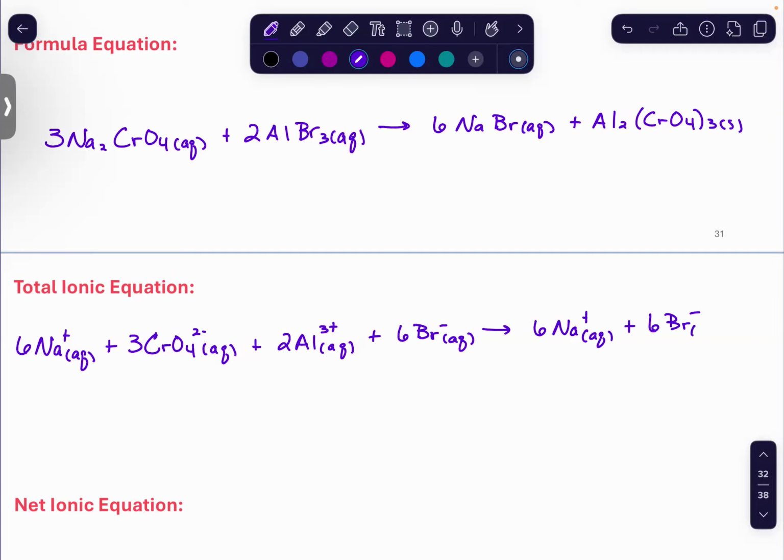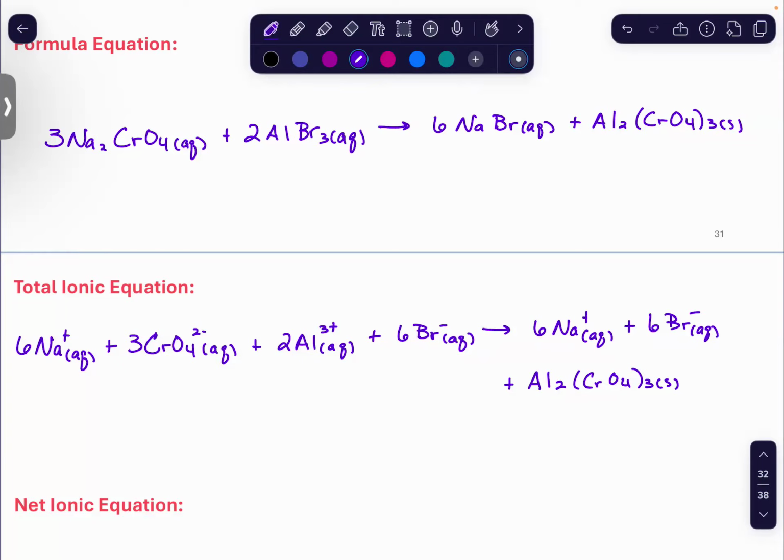Bromides. Now what should I do here? Here's one of the keys to your ionic equations. You are only going to split apart aqueous compounds. If it's a solid, a liquid, or a gas, you're just going to leave it whole.